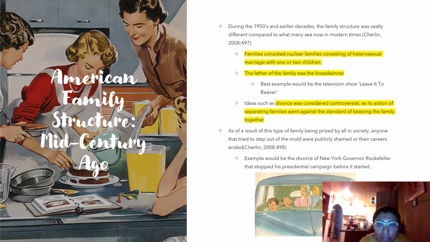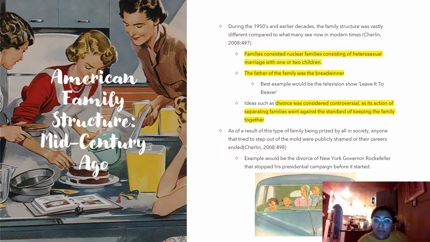So in the 1950s, families consisted of nuclear families with a heterosexual marriage and one or two or more children. The father was the breadwinner. I provided the example that they provided in the reading, Leave It to Beaver. And then I discussed how divorce was considered controversial, and the reason why.